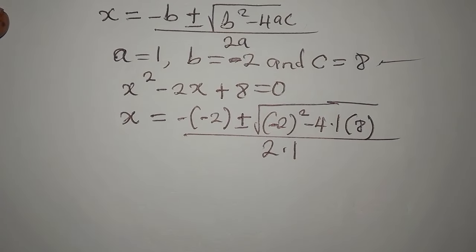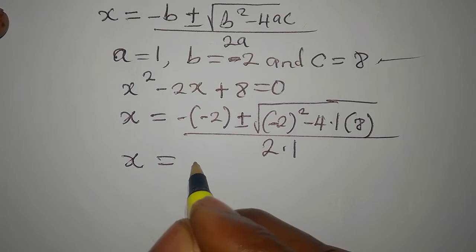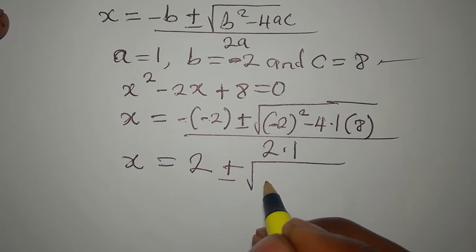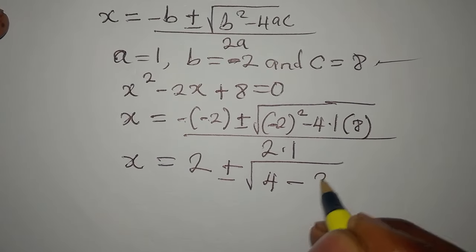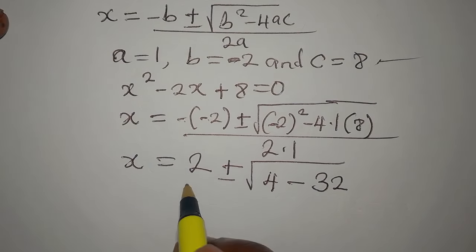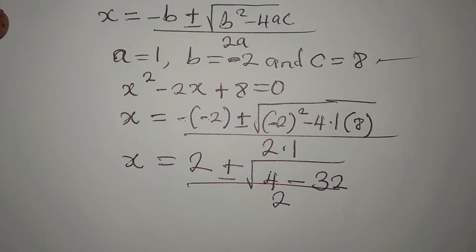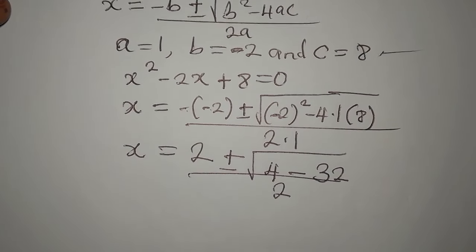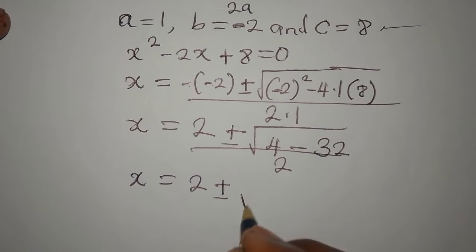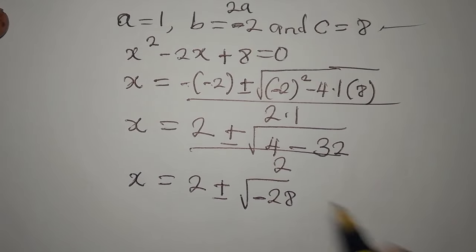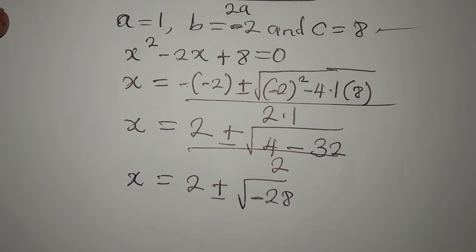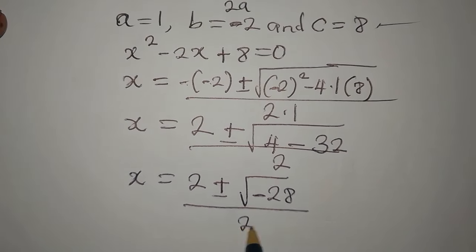So if we take a step further, we have x to be minus minus is positive 2, plus or minus the square root of minus 2 squared, which is 4, then minus 32. Because 4 times 1 times 8 is 32. As we divide this by 2 times 1, which is 2. Now guess what I'm going to do? Our x is going to be 2 plus or minus the square root of negative 28. How did I get that? 4 minus 32 is negative 28. Then we divide this by 2.